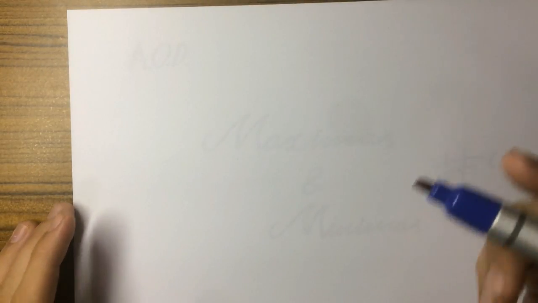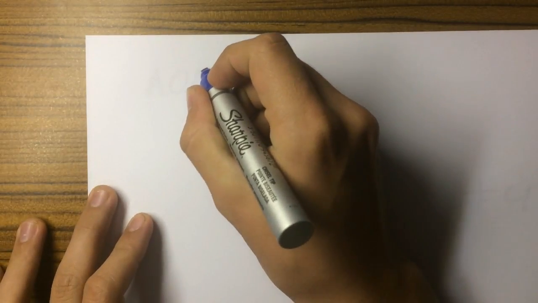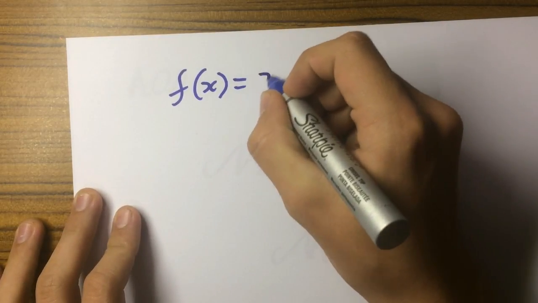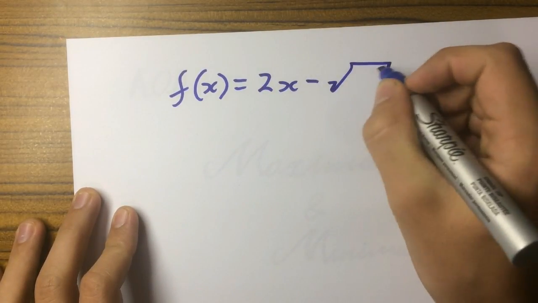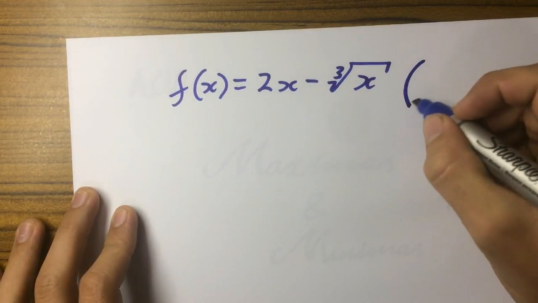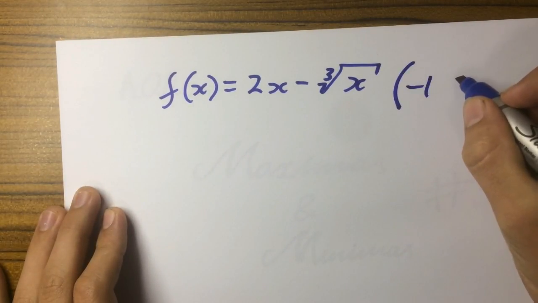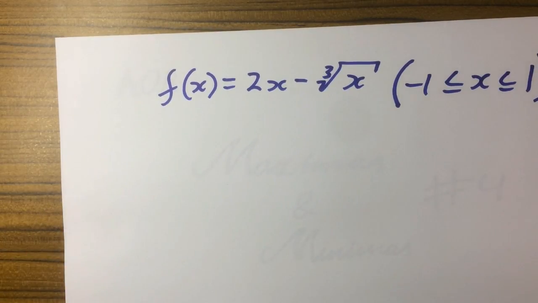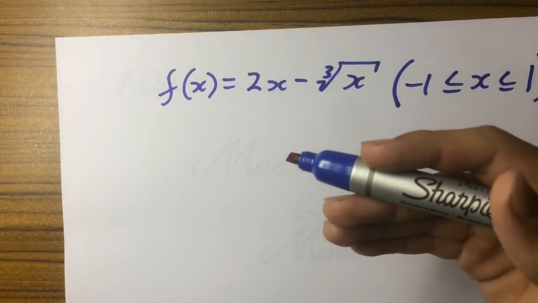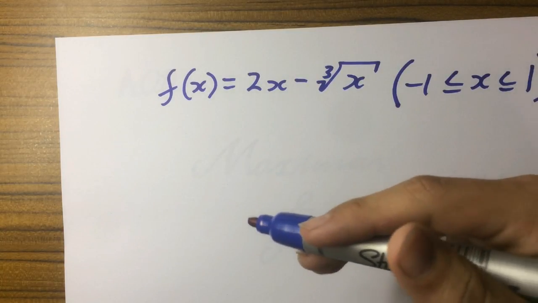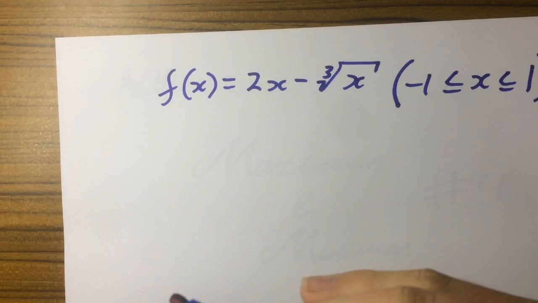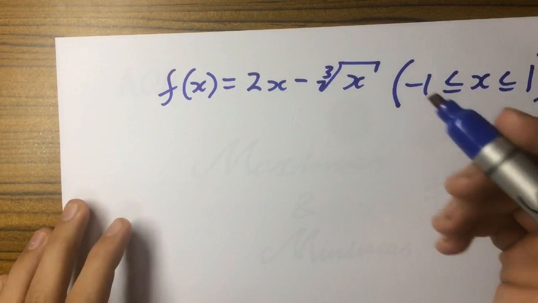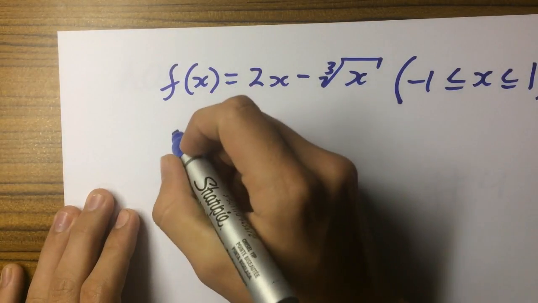So, if you've watched the other videos, you know the process. We have a function, and within a domain, and what we're going to do is derive this function, get critical numbers, use those critical numbers to find critical points, use those critical points to find maximas and minimas using the first derivative test. Okay, so let's get started.